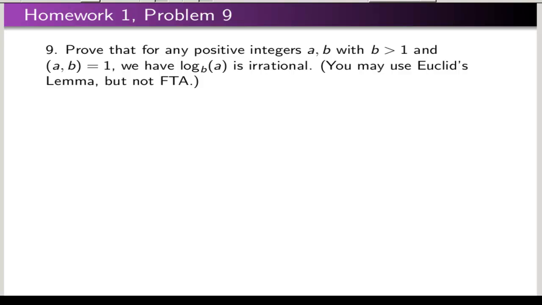Homework 1, problem 9. Prove that for any positive integers a and b with b strictly bigger than 1, you need strictly bigger than 1 so the logarithm to the base b is defined, and a and b relatively prime, prove that log to the base b of a is irrational.